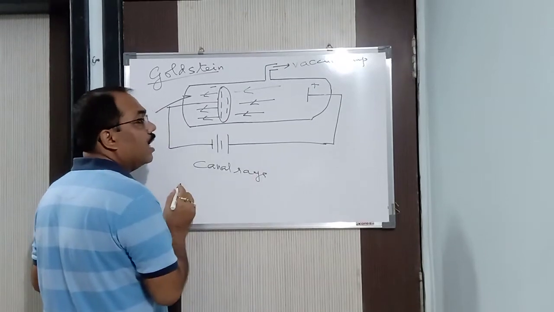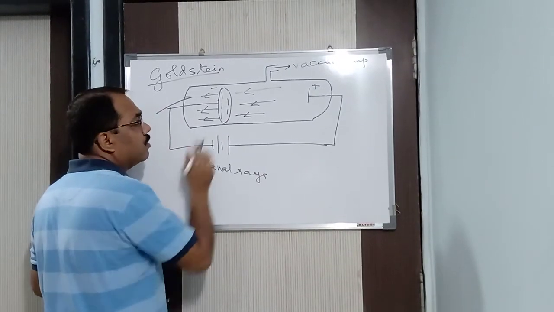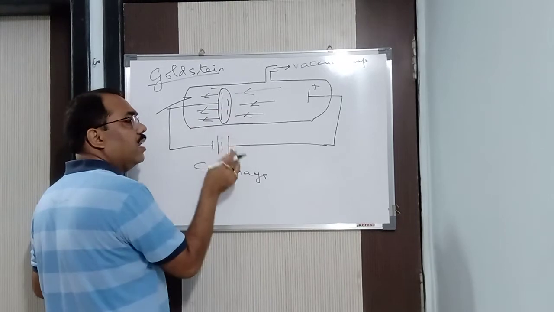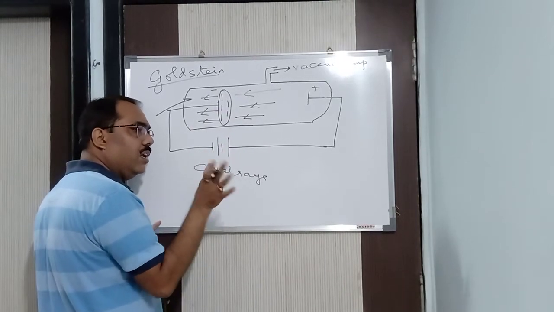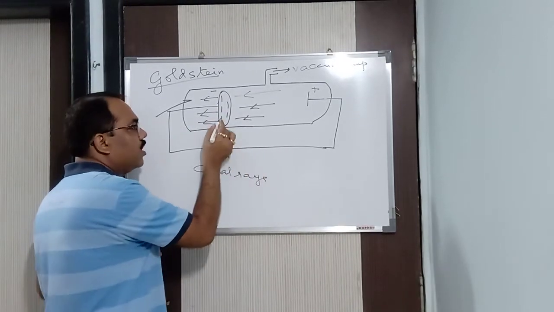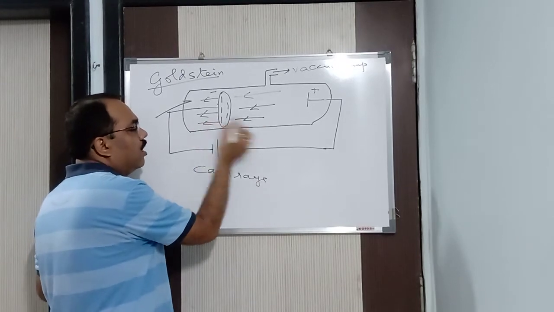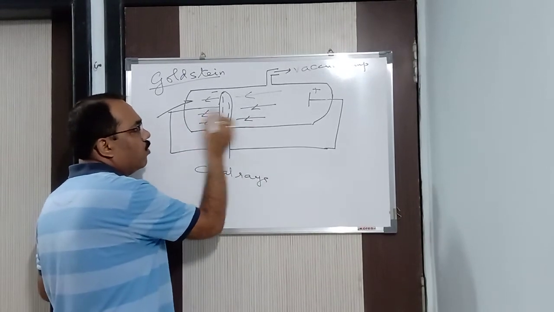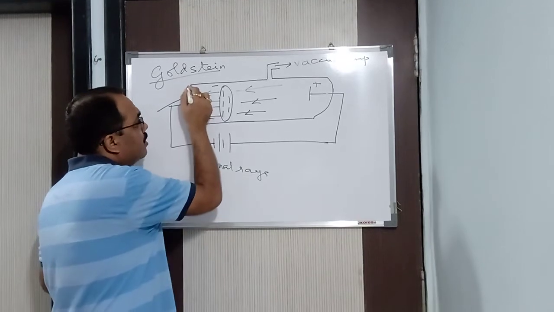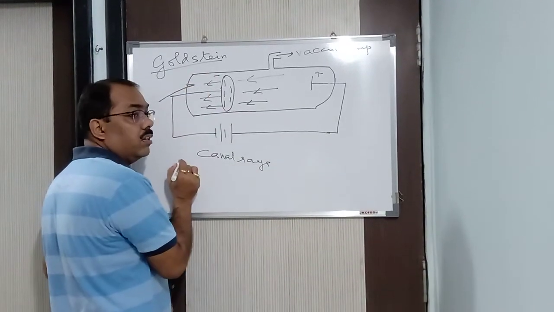It is known as canal rays. Why is it called canal rays? Because it passed through the holes, like a canal where water is passing through it. So here also, the same thing: through these holes, the ions are passing through it. The rays are passing through it. And as a result, we got scintillations here due to this particular reason.